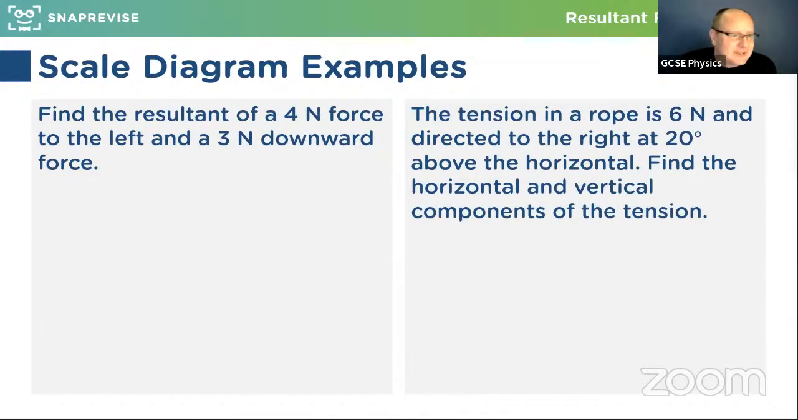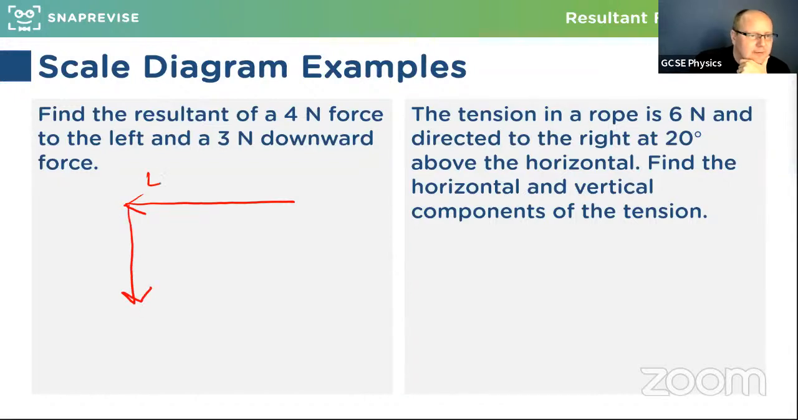Okay, so let's have a look at a few more examples. Find the resultant of a 4 newton force to the left and a 3 newton downward force. So let's draw my 4 newton force to the left. There we go. And I'm going to draw a 3 newton downward force there. I'm going to just label that 4 newtons, and I'm going to label this one 3 newtons.